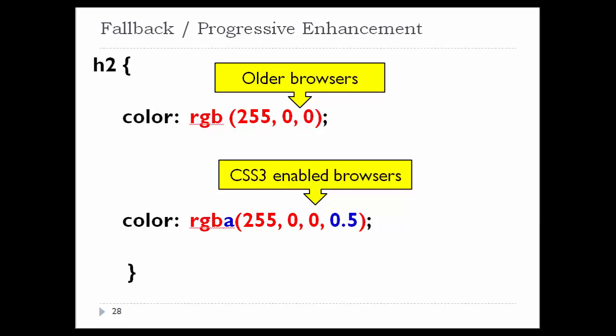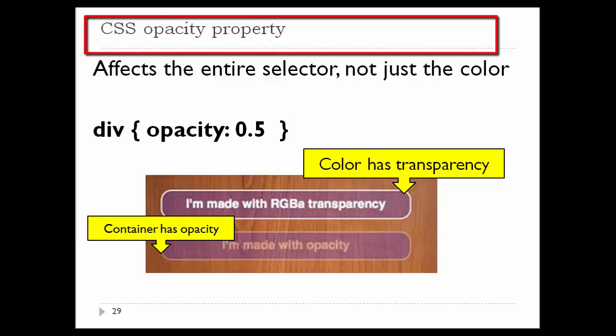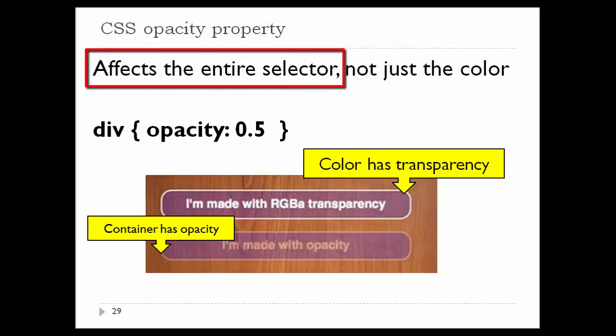I would also like to point out the opacity property. The opacity property is different than RGBA and HSLA opacity. RGB and HSL has to do with the color. The opacity property affects the entire selector, whatever that selector may be.